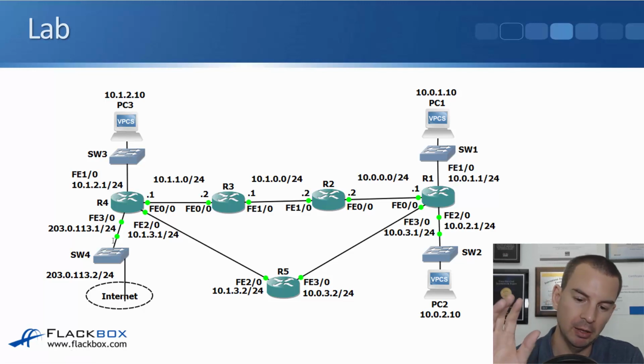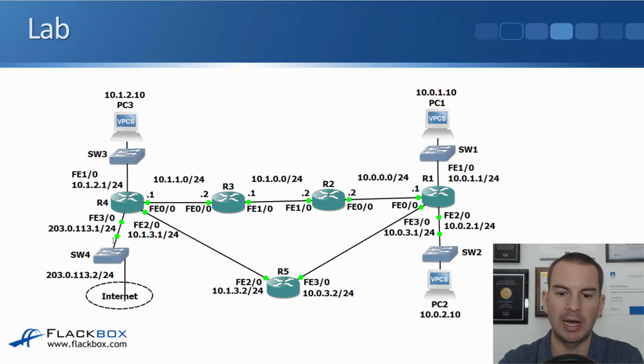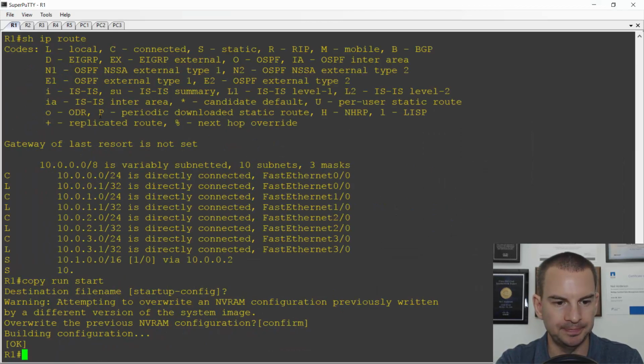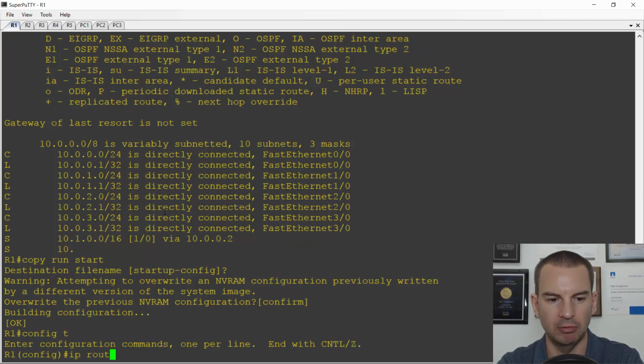Okay, so the destination you're routing to and the subnet mask have to be exactly the same on your routes to be able to do equal cost load balancing. So let's do that on R1.